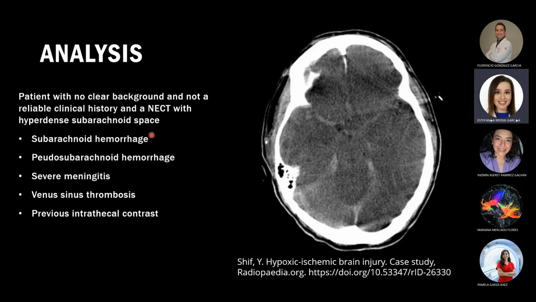Nonetheless, we have to be aware that there are differential diagnoses of this finding in the computer tomography, which can be pseudo subarachnoid hemorrhage, which is characteristic of patients that have recently had a CPR, severe meningitis, like our patient, venous sinus thrombosis, and previous intrathecal contrast. In this case, it's very important to know the clinical history of the patient that has been administered intrathecal contrast.